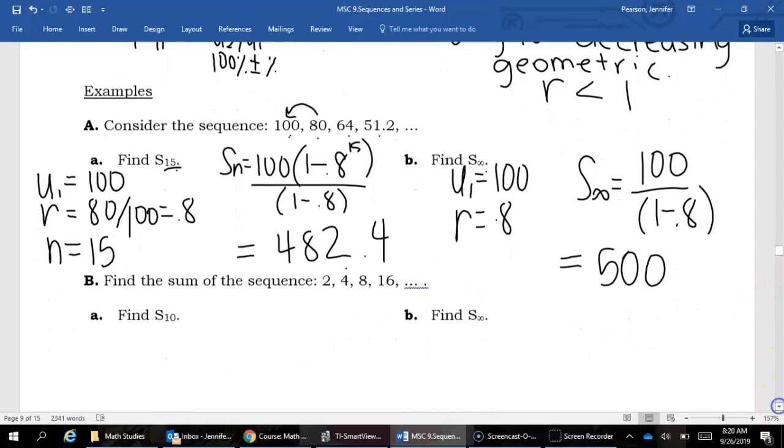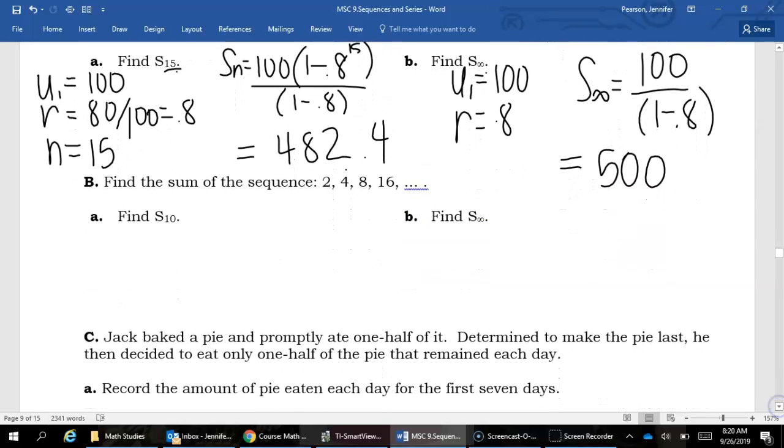Example B, find the sum of the sequence. Similar situation. We have a list of numbers. If I want a partial sum, I want the first 10 numbers in this list of numbers added together. I need the first number, the ratio, and the number of numbers. I'm given my first number, and I'm told to add 10 numbers. The ratio to me is obvious. I see 2, 4, 8, 16. I know I'm doubling. If it's not super obvious, remember you can always take your second number and divide it by your first number to see that it is in fact multiplying by 2 as we move up the list.